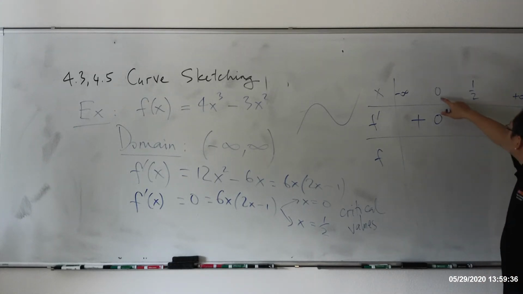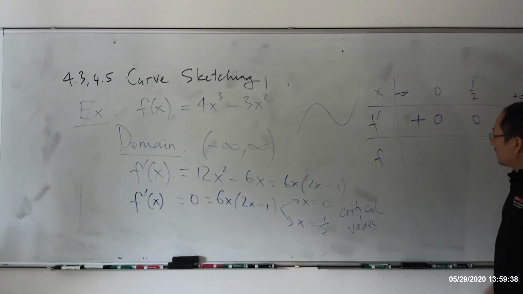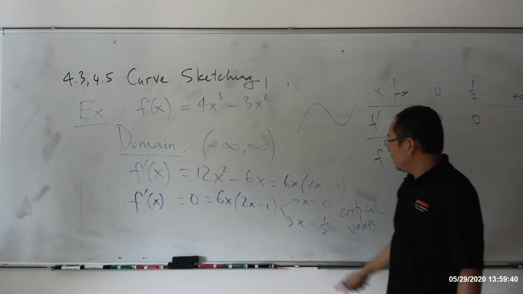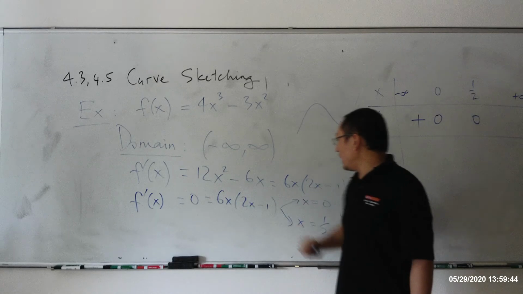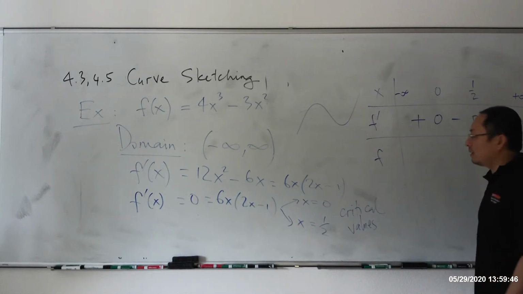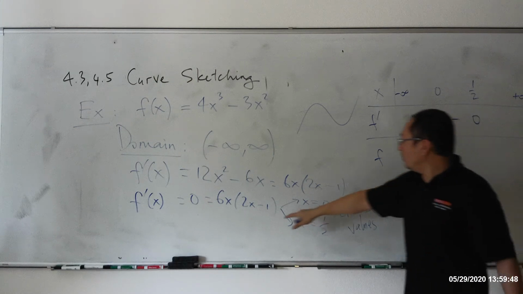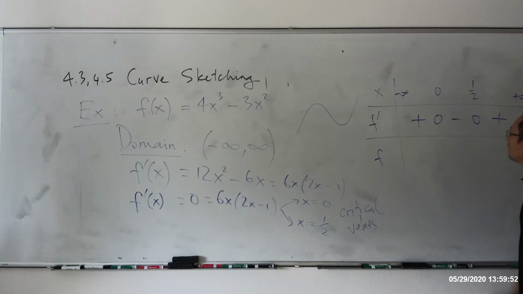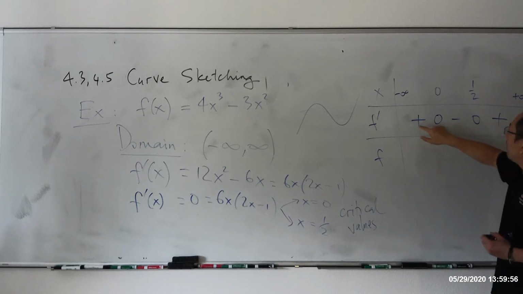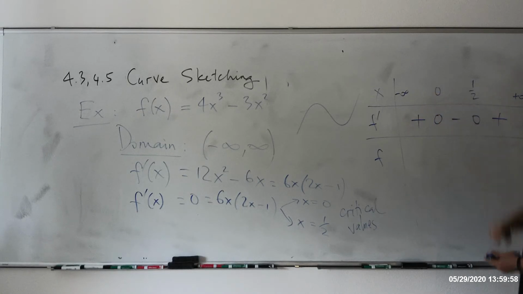Try something between 0 and 1/2 for x, say x equal to 1/4. So 2 times 1/4 is 1/2, minus 1 is going to be negative. Negative times positive is going to be a negative number. Try something bigger than 1/2, say 1, it's going to be a positive number. So, let me tell you what. f prime will be positive for x from negative infinity to 0.